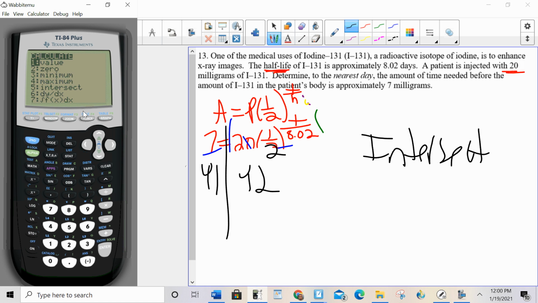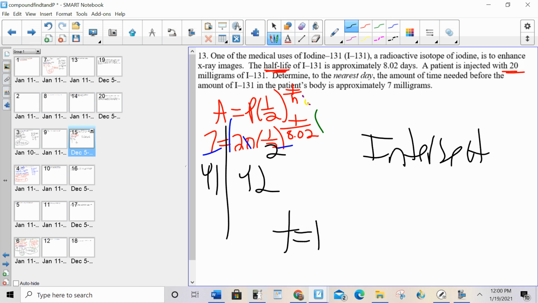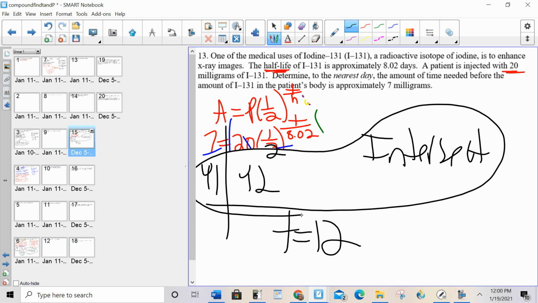Second trace, option 5. Move the cursor close to that point. Although, if there's only one intersection, it really doesn't have to be close to that point. You can put it anywhere. And there it is. To the nearest day, that would be t equals 12. Make sure if you're using this strategy, you are writing y1, y2 intersect.